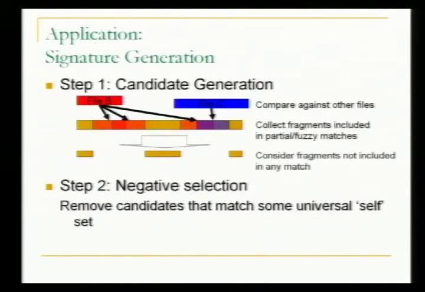Ideally, to make this system robust, if you're using this for antivirus signature generation, you want to avoid matching particular things in your host operating system or your own applications. You're going to need to do a negative selection, where you take all of this candidate set and run it against some universal self set. In this way, you remove the candidates that match yourself, and you end up with a selection of signatures that match this particular nasty or good thing as unique.